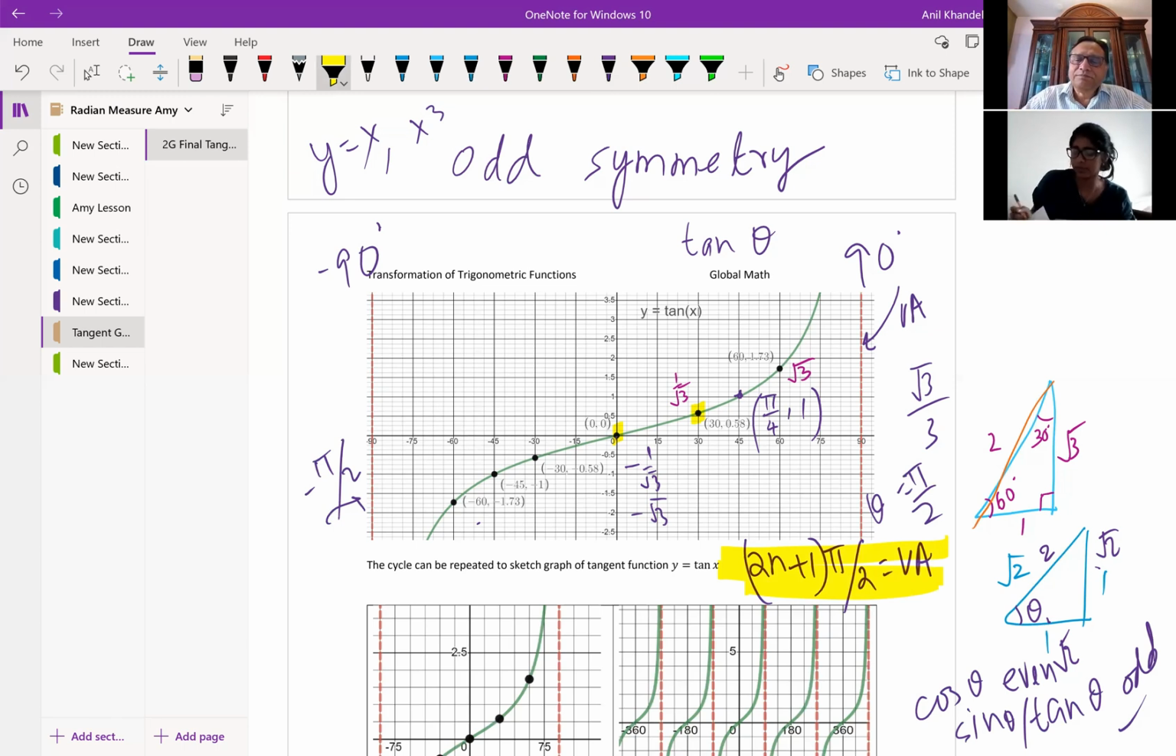So just a quick example. What would you put as n then? Any integer, n belongs to the integers.